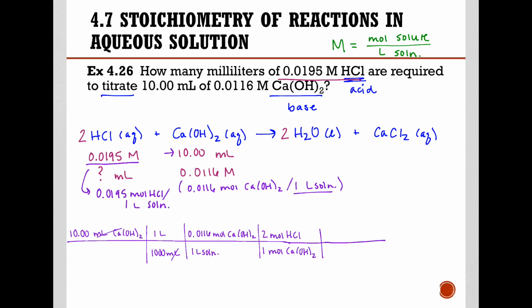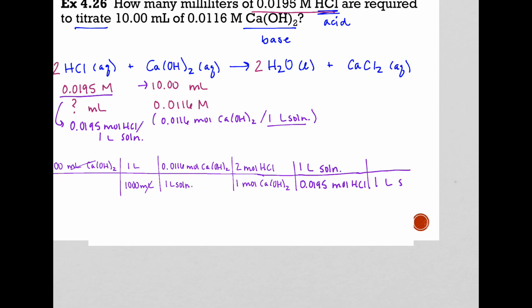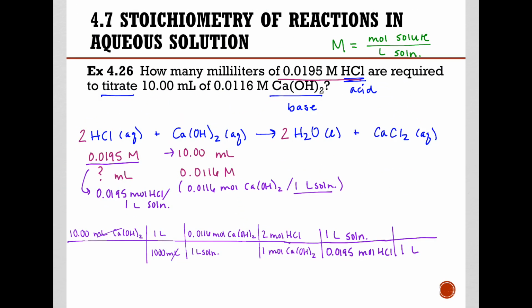Continuing along here, we're going to use our molarity next. So 0.0195 moles of HCl per 1 liter of solution. Technically, you could stop here. You also could go to milliliters. It does not really matter. I usually go to milliliters just because that's a little bit easier of a number to look at, but totally up to you. All right, per 1,000 milliliters.